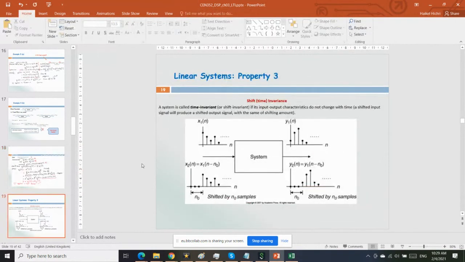Okay, any questions so far? Okay, another property is time invariance or shift invariance. A system is called time invariant or shift invariant if its input-output characteristics do not change with time. So a shifted input signal will produce a shifted output signal with the same shifting.